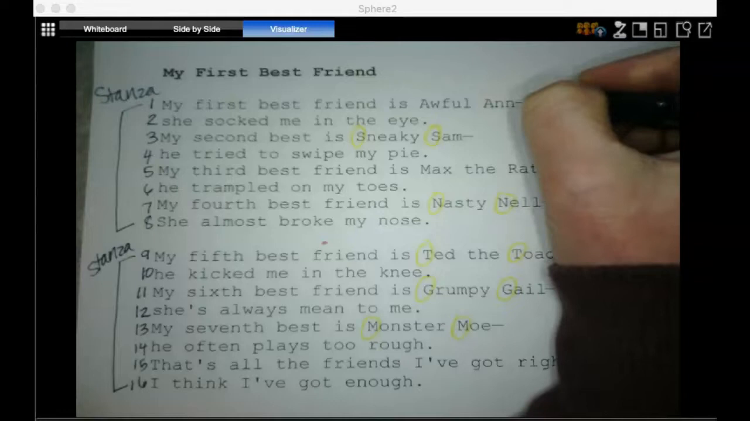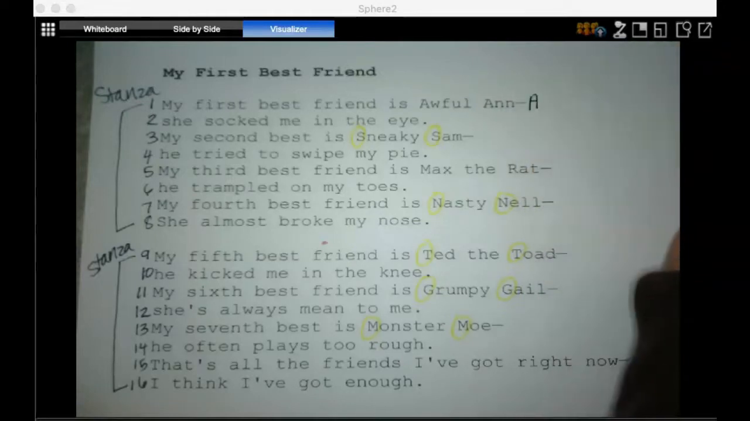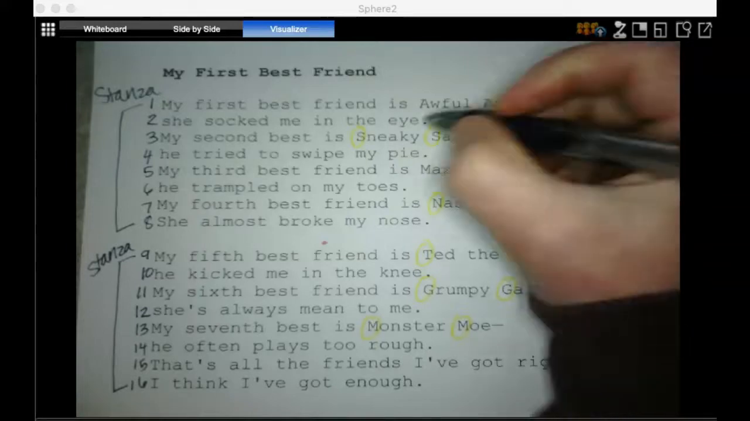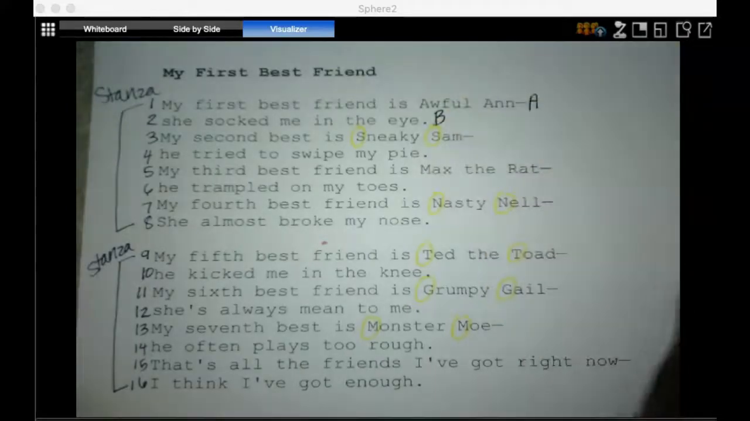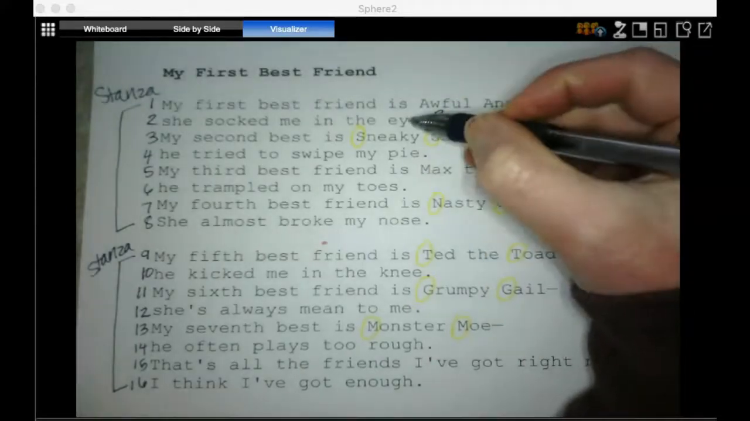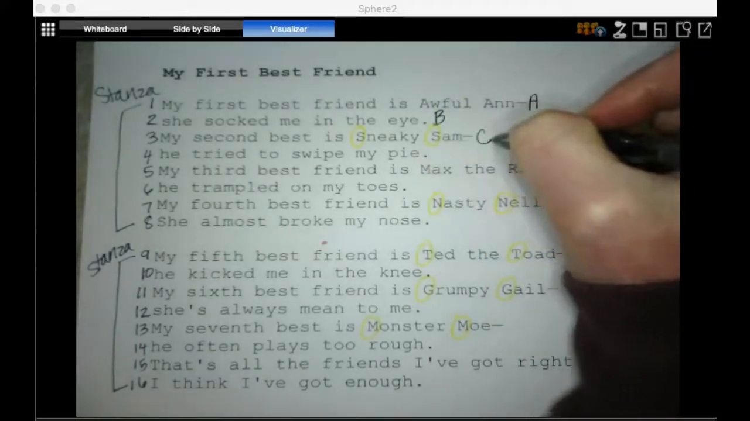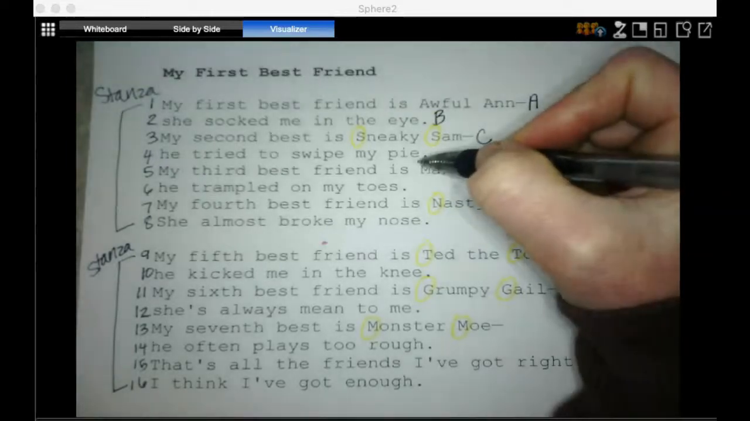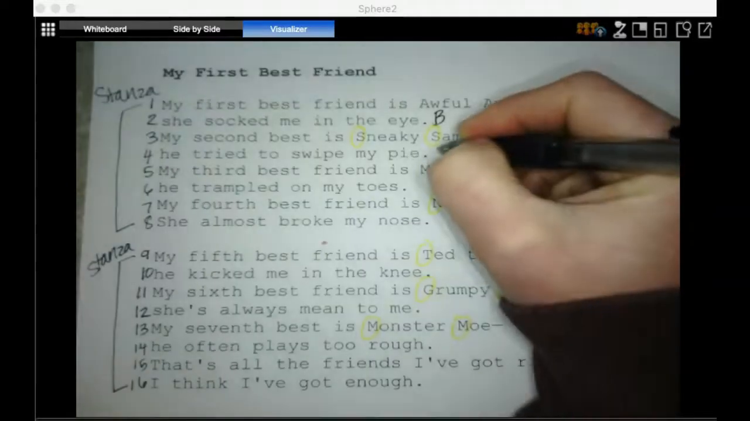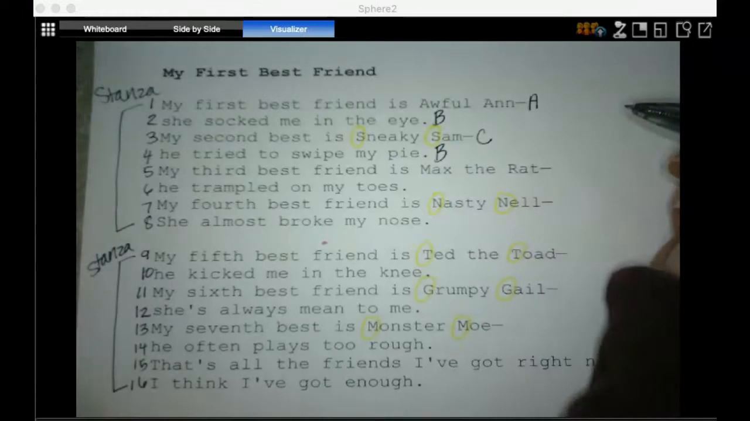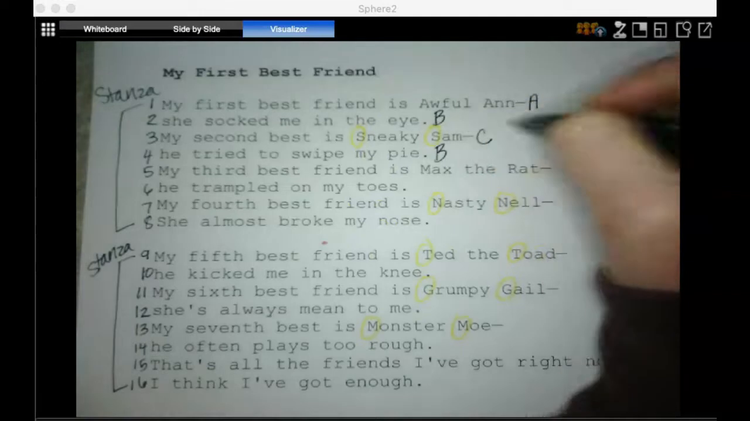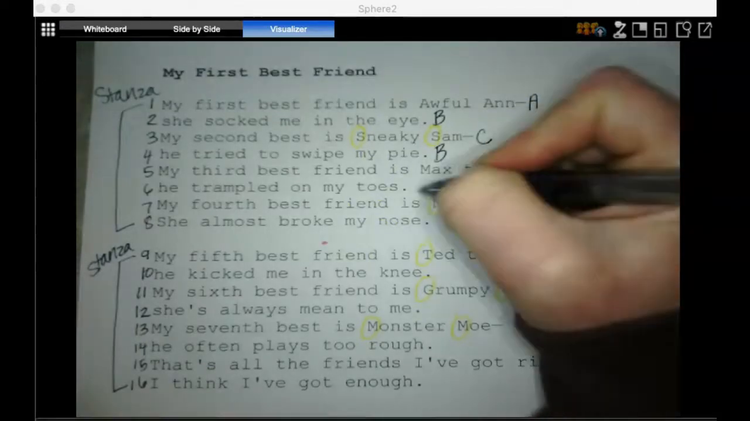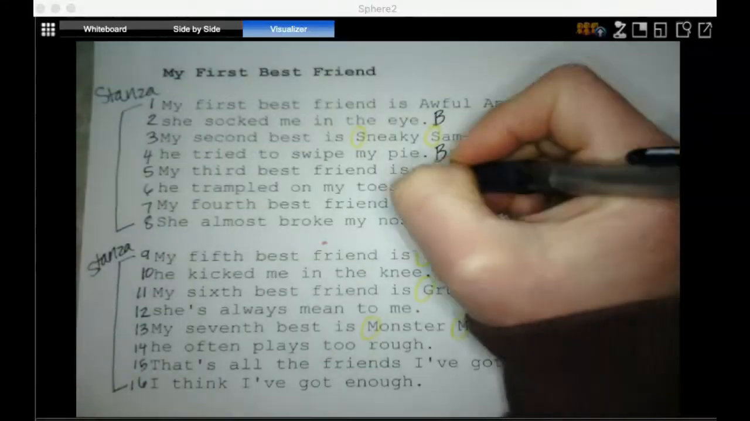So I'd start with the letter A, and anytime I find a word that rhymes with "an," that's also going to get a letter A. "I" does not rhyme with "an," so I go to my next letter, B. Now "Sam" does not rhyme with "I" or "an," so it gets the letter C. Look here though, "I," "pie." So we get another B. "Rat" doesn't rhyme with "I," "Ann," or "Sam." New letter. "Toes" doesn't rhyme with anything yet.